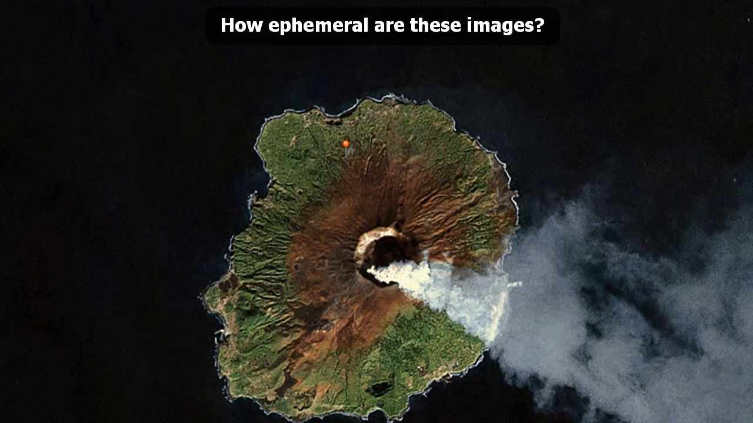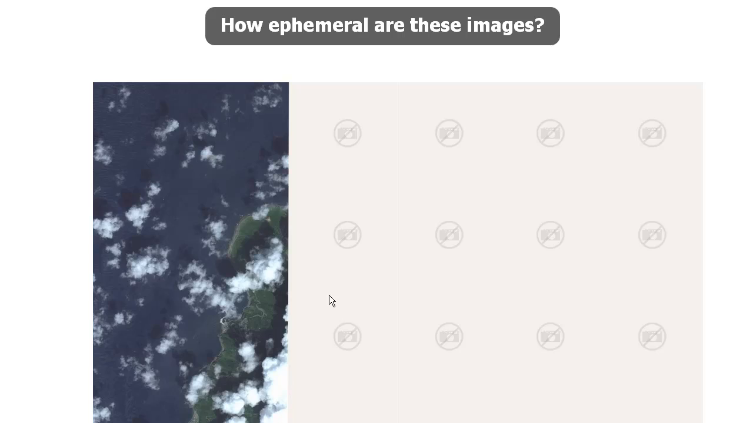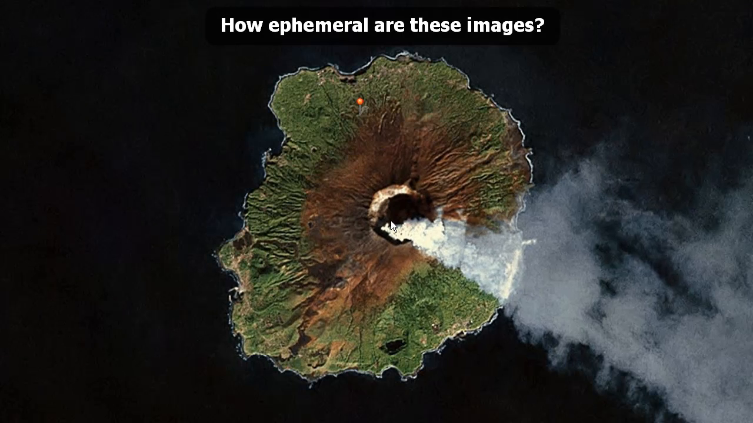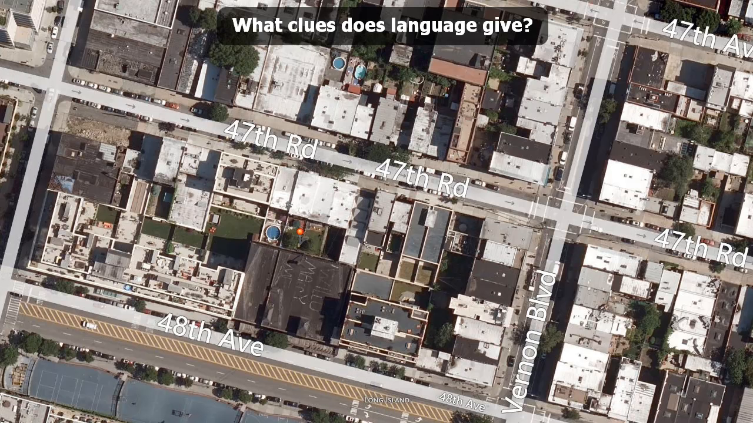How ephemeral or temporary are these images we've been looking at? For example, this volcano. What direction is the wind blowing from and to at the time of this satellite image? Is there anybody living on this? Looks like an island, right? Is there anybody living there? Is the whole volcano erupting or just a little part of it? Is it on the ring of fire? Is it on a plate boundary?